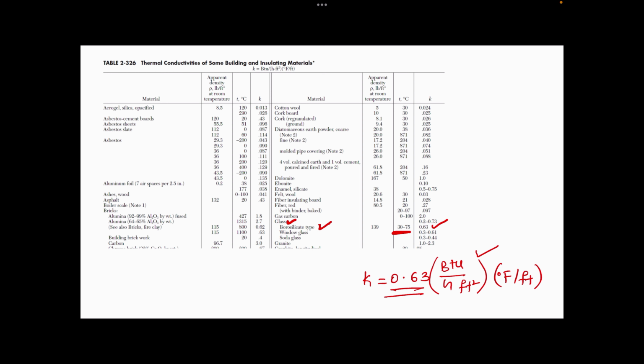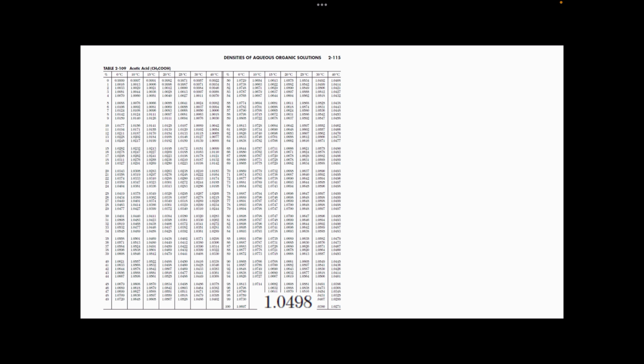So the next sub question is the density of acetic acid at 20 degree centigrade. If you see this table number 2108, this is basically for density of acetic acid, and this particular column is 20 degree centigrade. At the end, you can notice this is basically for 100%. No percentage is given, so we can easily assume that it is 100% acetic acid.